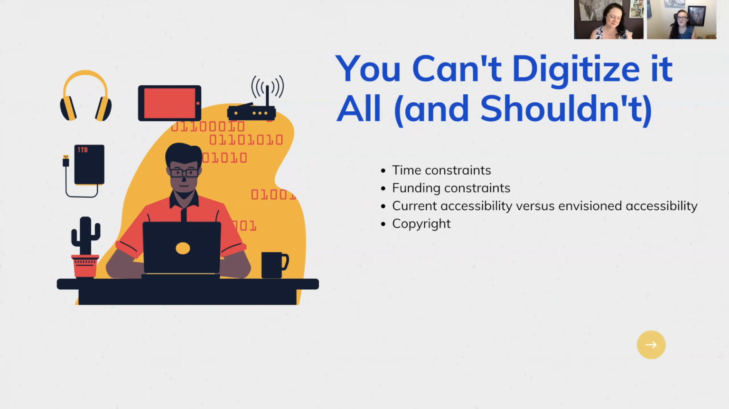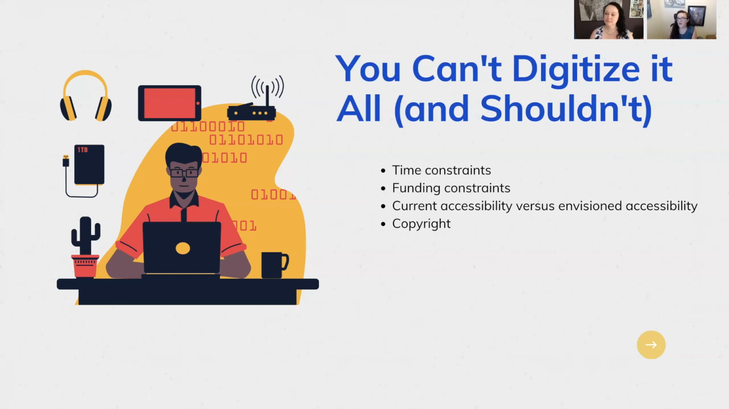So, one thing to look at is current accessibility versus envisioned. If you have everything accessible to everyone right now in physical form, but certain things are never checked out or never looked at, is that something that needs to be prioritized? Does it need to be scanned? Is there a reason why it hasn't been digitized or accessed by people?